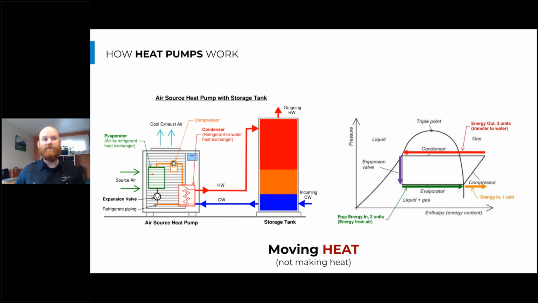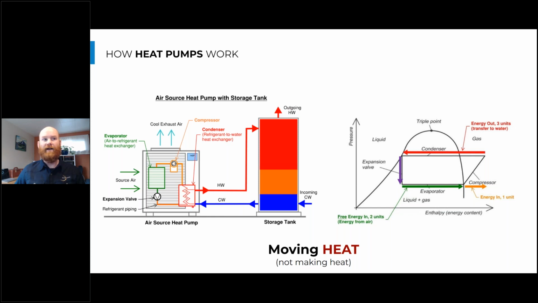So on the low pressure side, our refrigerant might have been maybe 20 degrees Fahrenheit. We boosted the pressure. On the high pressure side, it's going to be above 150 degrees Fahrenheit typically. So a much higher temperature there. Now we go through our condenser, which is another heat exchanger. This is a refrigerant to water heat exchanger in our air source heat pump example. And so this is where we're transferring the energy out from the refrigerant into the water.